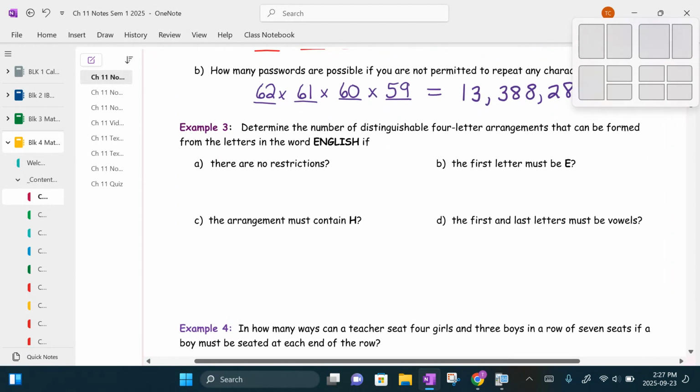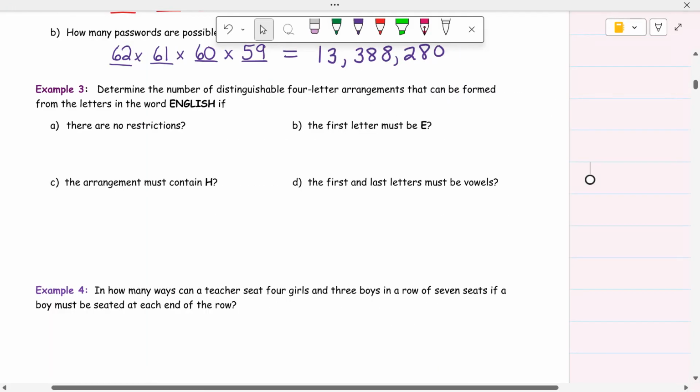All right, guys, next one, this is where you have to be a little bit cautious. I would say the majority of your questions are going to be rearranging random letters. Okay, so for this one it says, determine the number of distinguishable four-letter arrangements that can be formed from the letters in the word English. So here, guys, you have to think about this as Scrabble tiles. You only have an E, an N, a G, an L, an I, an S, and an H.